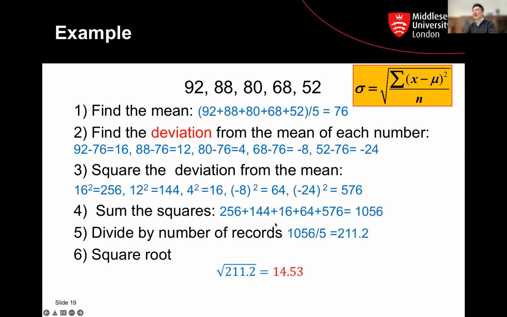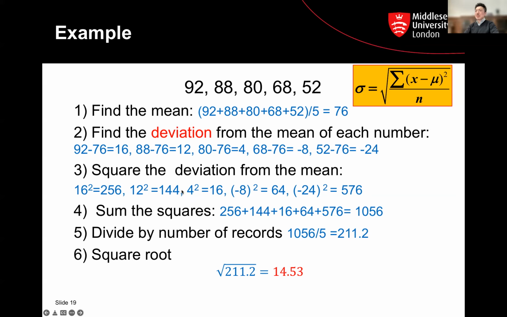Okay, and this is an example. So that's your sequence. To find the mean, you add them together and divide by the total number of numbers, so in this case 5, which gives you 76. Then you calculate the distance of each of these numbers from the mean or the average. This is called a deviation. Some of these are positive and some are negative because they're smaller than the mean.